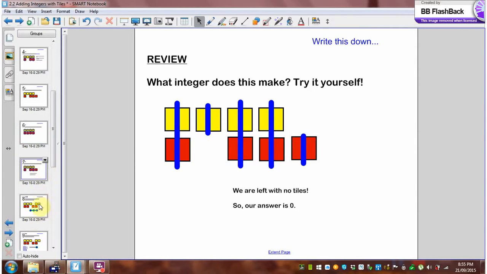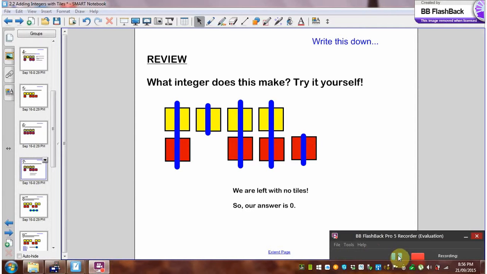So we are left with no tiles. So our answer is 0. So that's a little strange one. We're left with no tiles. But check your answer, see if that's what you got. If not, pause and ask a buddy for help, or ask me if I'm available. If you got that right, move along.